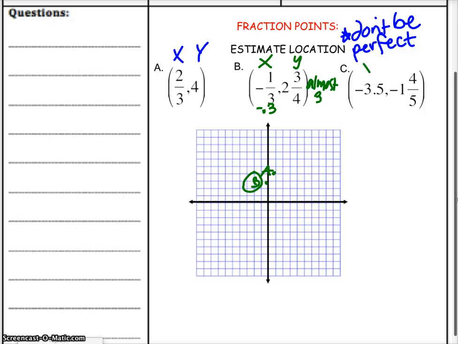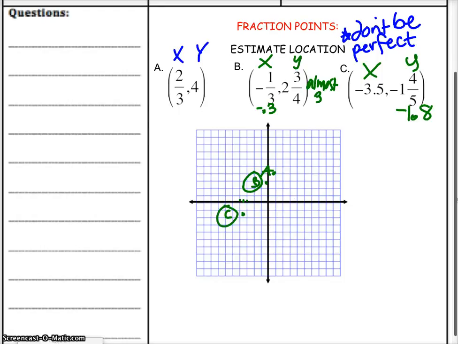And the last one, -3.5 and -1 4/5. This is like -1.8, remember, so it's almost to -2. And the -3.5 for my x is between the -3 and the -4. So that means I'm going to go to the left in between the -3 and -4. So 1, 2, 3, 4. So I'm about right here. And then I'm going to go down to almost the -2. And I'm right there. We'll call this point C.